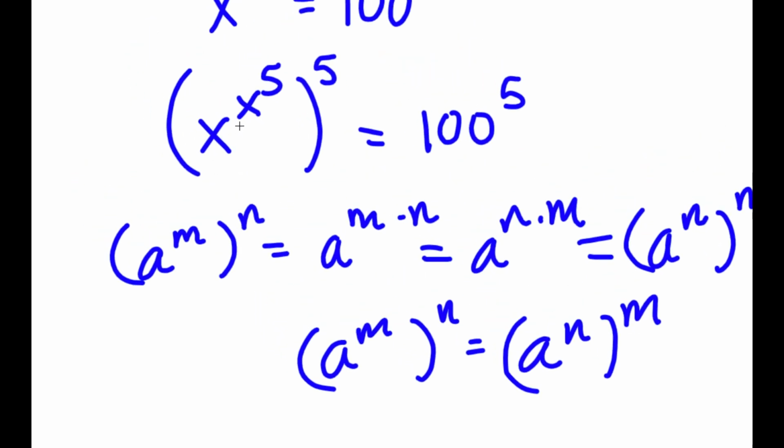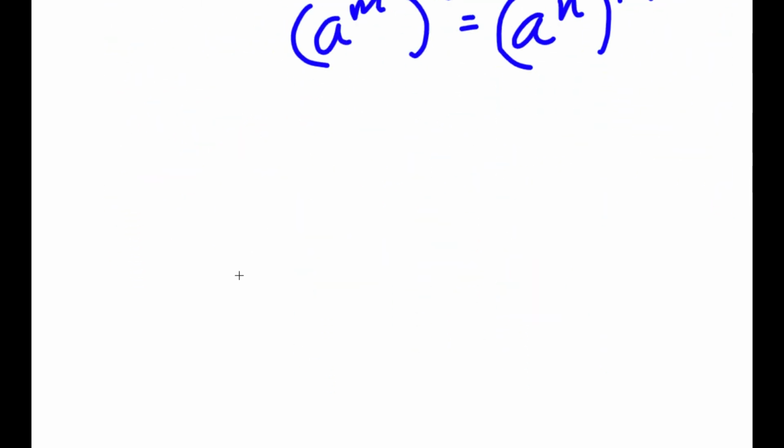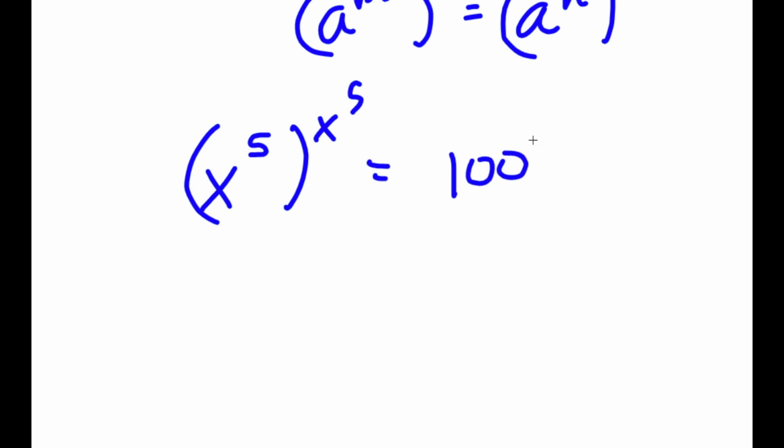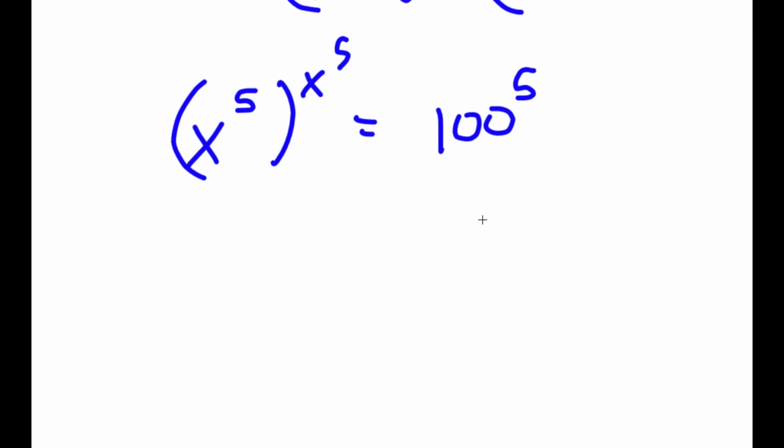So over here, we have x to the power of x to the power of 5 to the power of 5, and we can think of x to the power of 5 as m and 5 as n. So if I switch those two places, I get x to the power of 5 to the power of x to the power of 5 is equal to 100 to the power of 5.